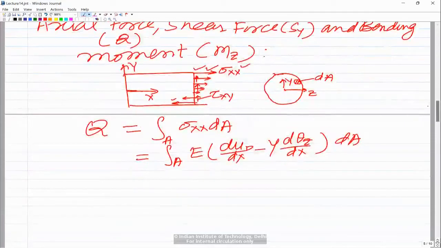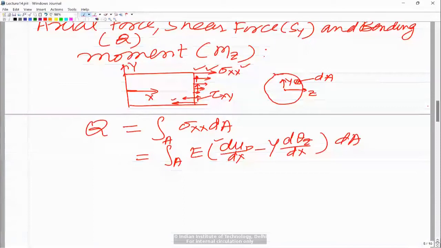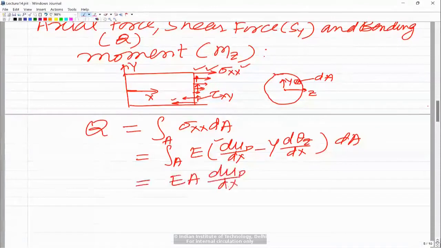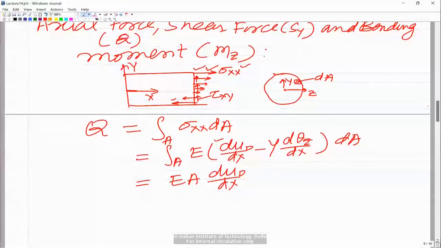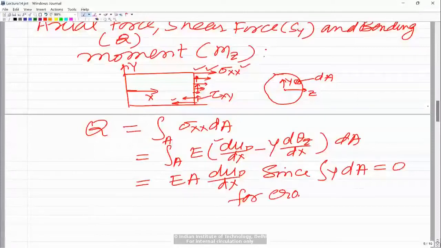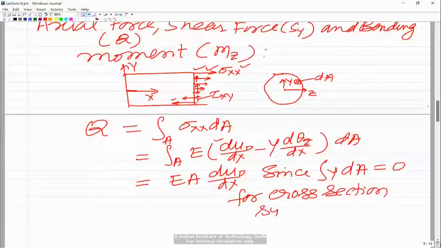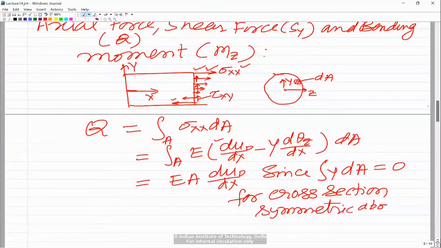Now if you look at this integral, the first term is independent of the cross sectional coordinate. du by dx is a function of x only, and assuming that E is independent of y, that is, the material is not changing along the y direction. Of course if it is changing, then you'll have to account for that in this integral. Now the integral of dA gives you simply A, so the first term becomes E times A times du by dx. The second term is the integral of y dA, and the integral of y dA for a symmetric cross section is 0. So the axial force is simply EA times du naught by dx, since the integral of y dA is equal to 0 for a cross section symmetric about y equal to 0.